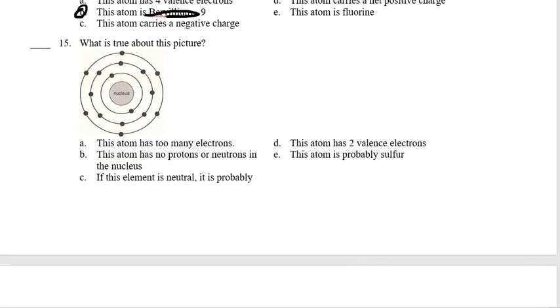What is true about this picture? It doesn't have any information about the nucleus, but it does show me it has 1, 2, 3, 4, 5, 6 valence electrons in 3 rings. So 6 valence electrons is probably sulfur with a total of 16 electrons. I was going to go with the E, sulfur.